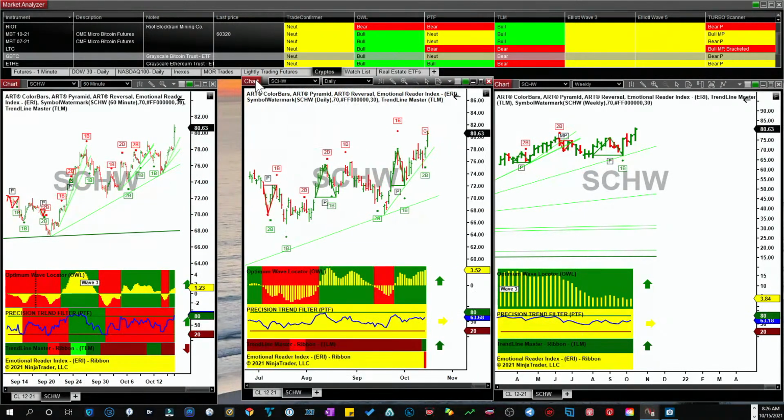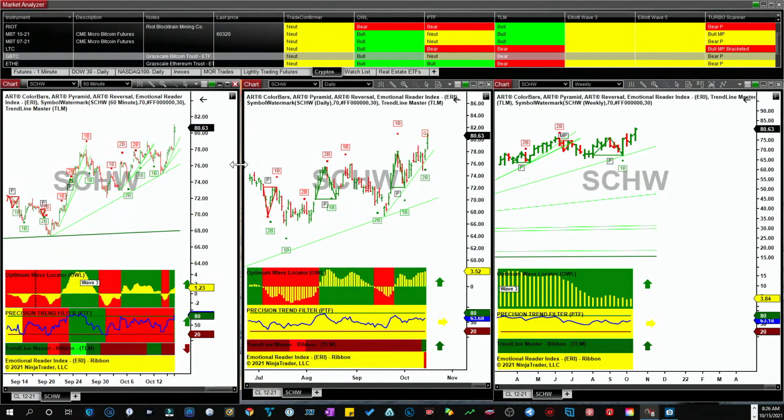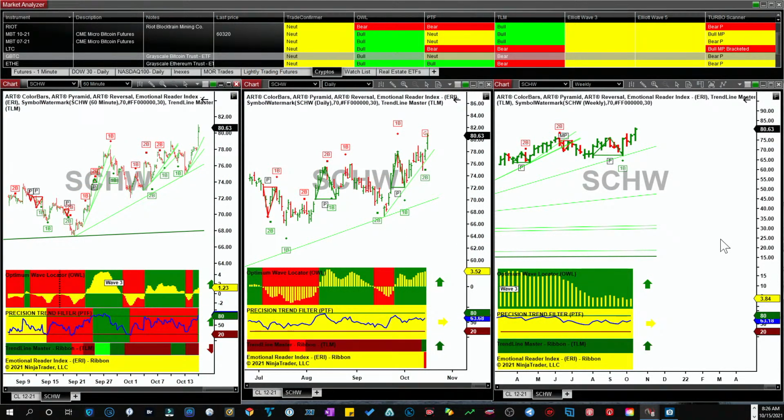So when we look at 3 time frames like this, it is really considered multiple time frame analysis. And I have been using this form of analysis for quite some time, and I find it really helpful for timing. All right, let's take a look.